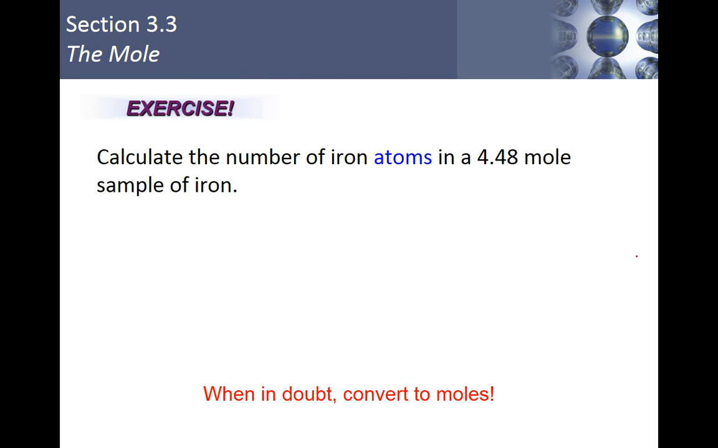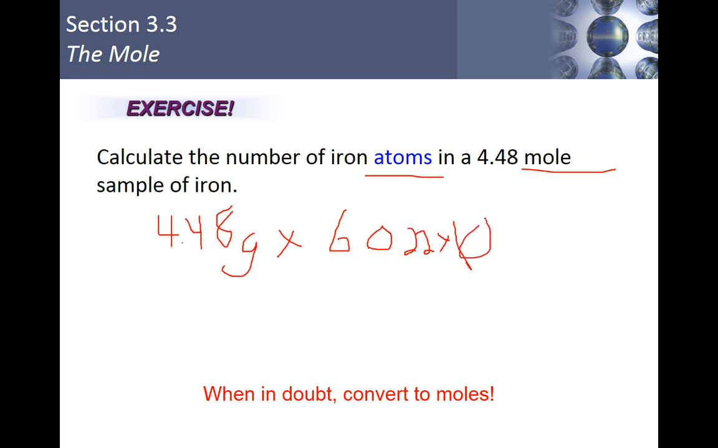All right, here's some practice. It says to calculate the number of iron atoms in a 4.48 mole sample of iron. So we're just going to work with what we are given. We're given moles, so we start in moles. Because we know there's a direct conversion from moles to atoms, we don't need to go to grams. This is our start place, and we can get directly to our end place. So starting with our 4.48 moles, you're going to multiply that by Avogadro's number, which is 6.022 times 10 to the 23rd, and that will be your result.